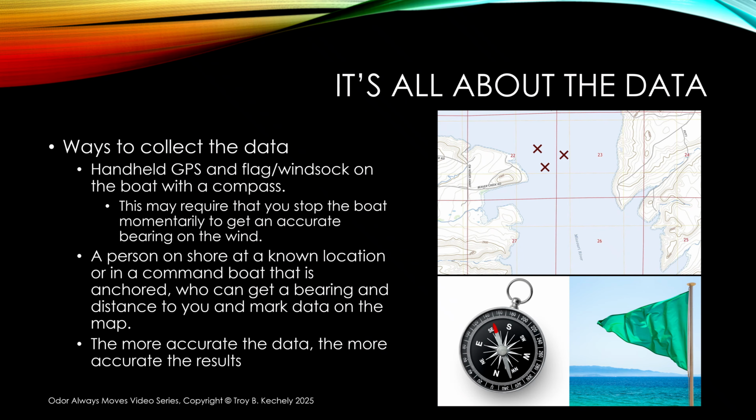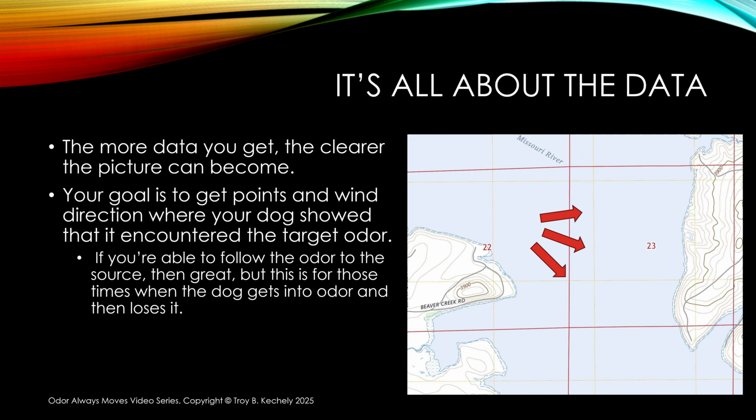But the bottom line is you've got to get the X and Y location, so latitude, longitude, state plane, northing, easting, whatever, and the bearing of the wind at that moment that the dog changed behavior. And remember, the more accurate the data, the more accurate the results are going to be. Now, the more data you get, also the clearer the picture is going to become. So if you only get like 1 or 2 points, it's not necessarily going to be that helpful. It can be, but obviously the more data you get, the better.